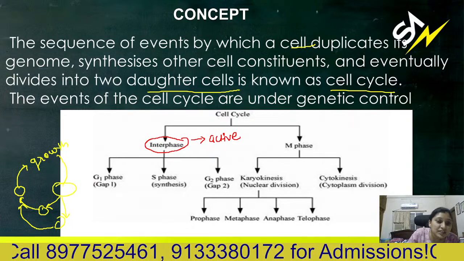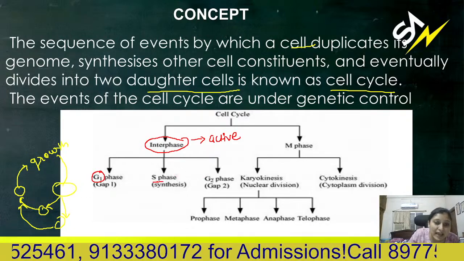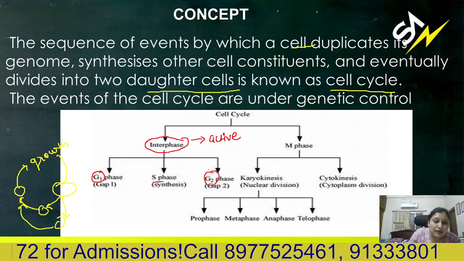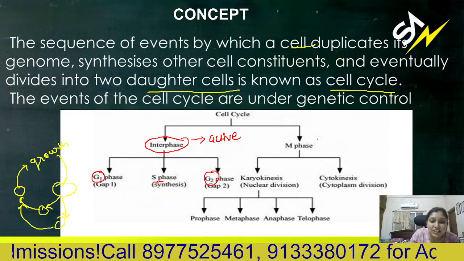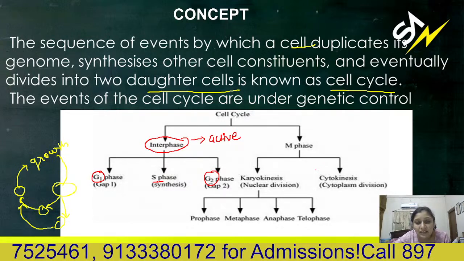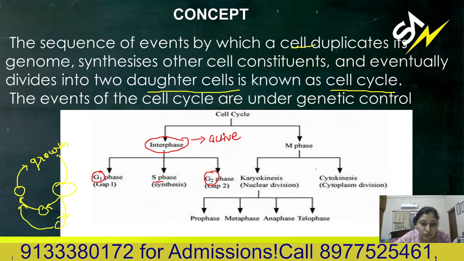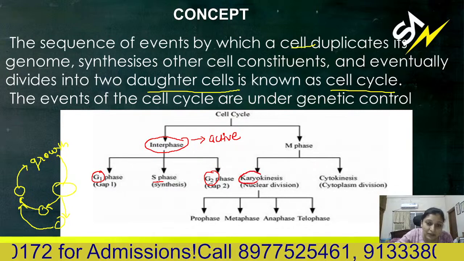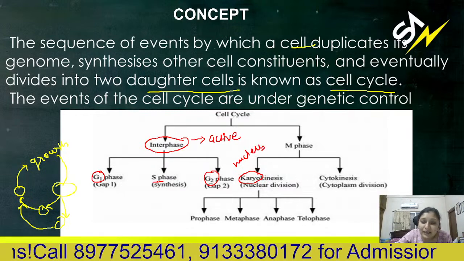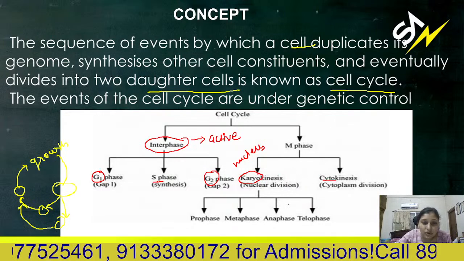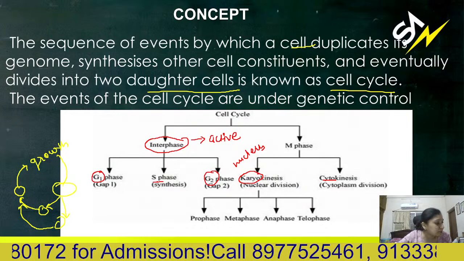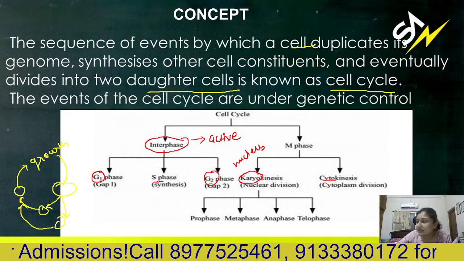According to that, interphase is divided into G1 phase, S phase and G2 phase. That is, between two synthesis parts, there is one gap. And then comes the M phase, which is divided into karyokinesis and cytokinesis. Karyon means nucleus, so nuclear division and cytoplasmic division. Nuclear division is further divided into 4 different phases: pro, meta, ana and telophase. I hope this much is clear, guys.